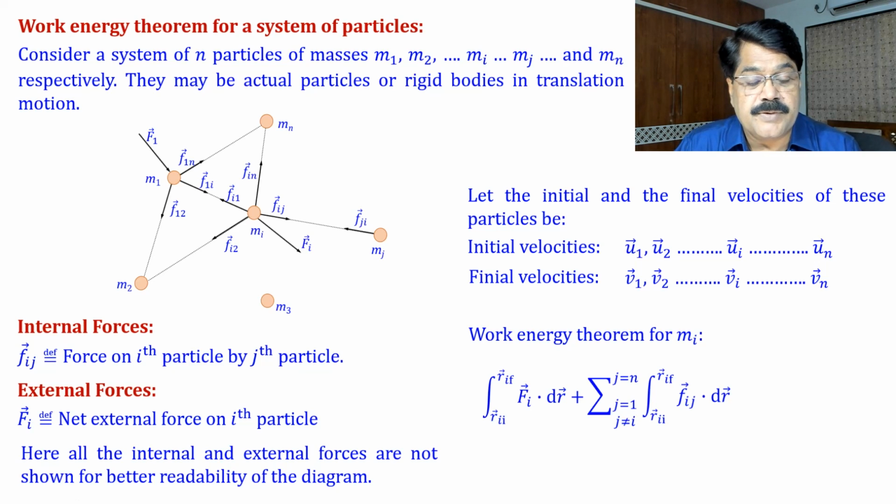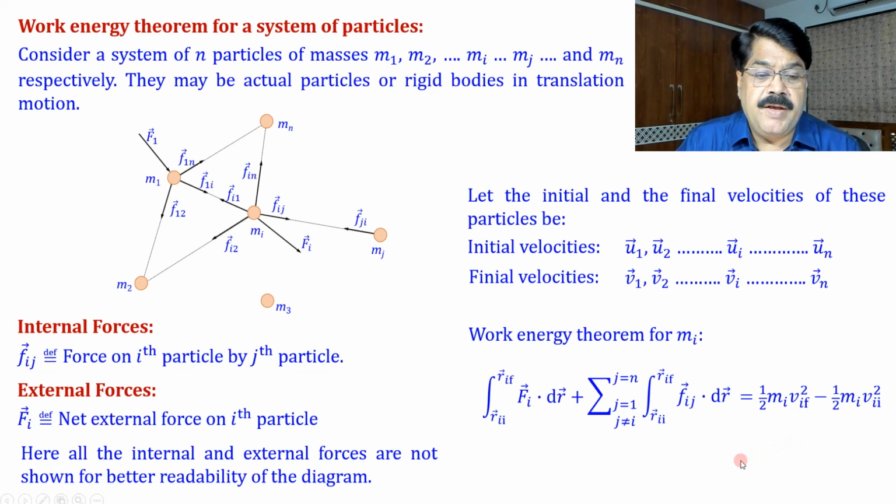Now of these two terms, the first term is the work done by the external force on mi. The second term is the work done by all the internal forces on mi. It is equal to the change in kinetic energy of the ith particle, so it will be equal to half mi vi final square minus half mi vi initial square. In this way, we can conceive a similar equation for all the particles, and by adding their right-hand and left-hand members, we can obtain an equation that will be applicable as a work-energy theorem for the entire system. Let us see how we proceed with that idea.